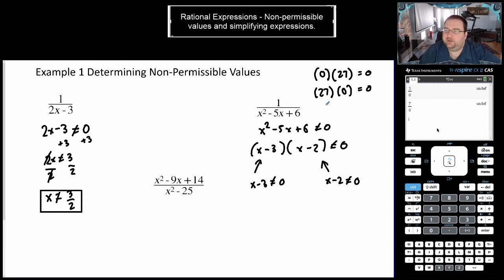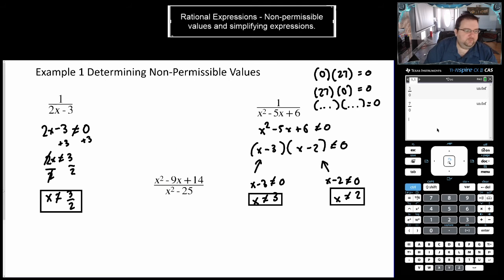So we need to check, because we have two parentheses here, and remember, it doesn't matter what's inside of them, because they're multiplying. If one of these parentheses is 0, the whole thing's going to become 0. So we're just checking to make sure that our two parentheses, what can x not be so that they don't equal 0? And for this one, x cannot equal 3. And for this one, x cannot equal 2. Good. Okay.